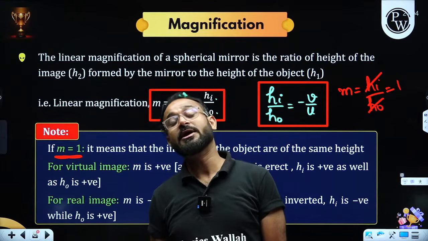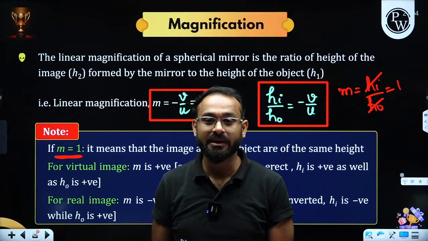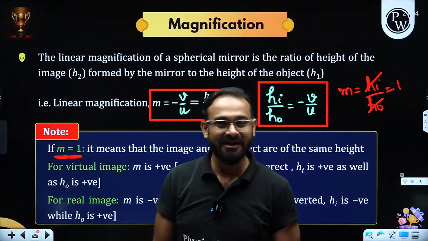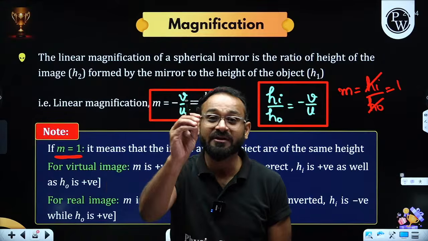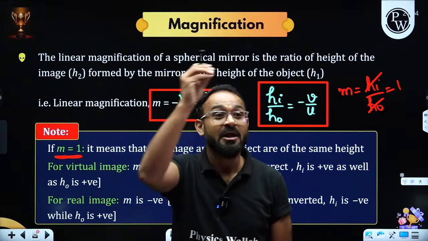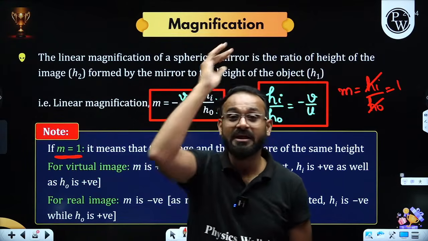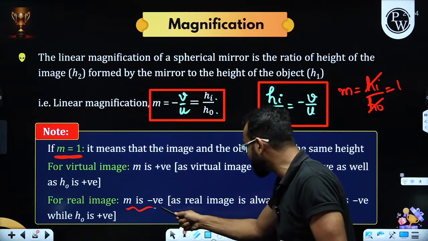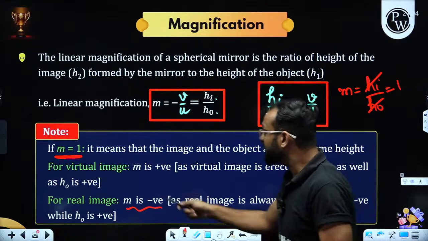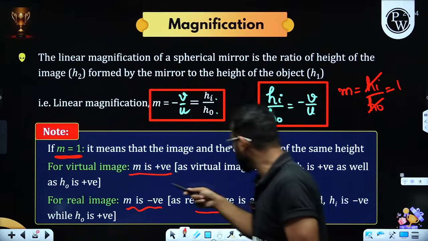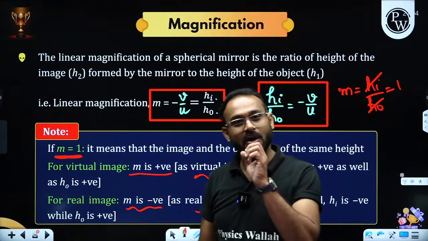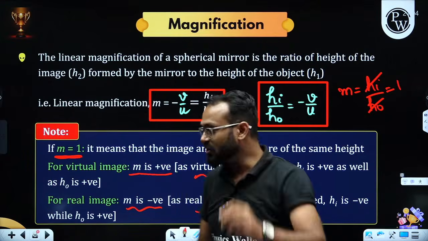Sir, what if the negative sign is there? Nature will be real and inverted. If positive sign, nature will be virtual and direct. For negative, it will be real and inverted. Yes, sir, we got to know. We are clear. So if magnification is negative, it will be a real image. If magnification is positive, it will be a virtual image. Now we have got an idea. Now we can solve questions.